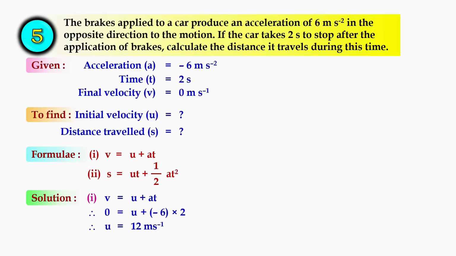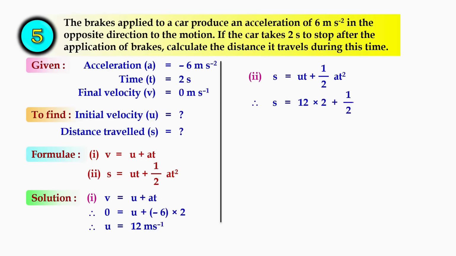Now we calculate the distance traveled before the car stops. We use the equation that relates displacement, velocity, acceleration, and time. Displacement equals initial velocity multiplied by time plus half multiplied by acceleration multiplied by time squared. Substituting the values, we get distance equals 12 multiplied by 2 plus half multiplied by minus 6 multiplied by 2 squared. This becomes 24 minus 12.